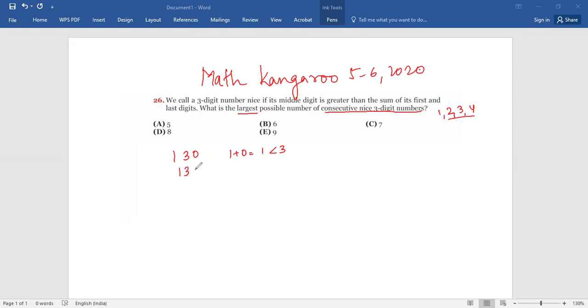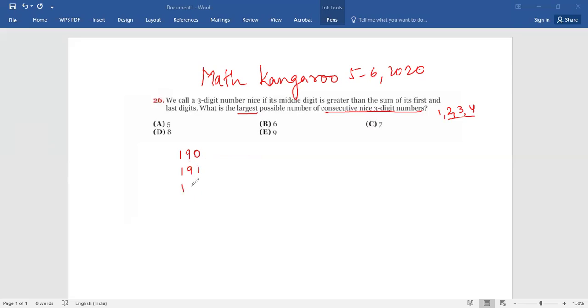Now, for example, if I do this, here it becomes 2, here it will become 3. So 3 will be equal to 3. So these are the consecutive numbers. But we need to find the combination which gives me the maximum nice numbers. So let's start with 190, wherein 9 is greater than 1 plus 0.